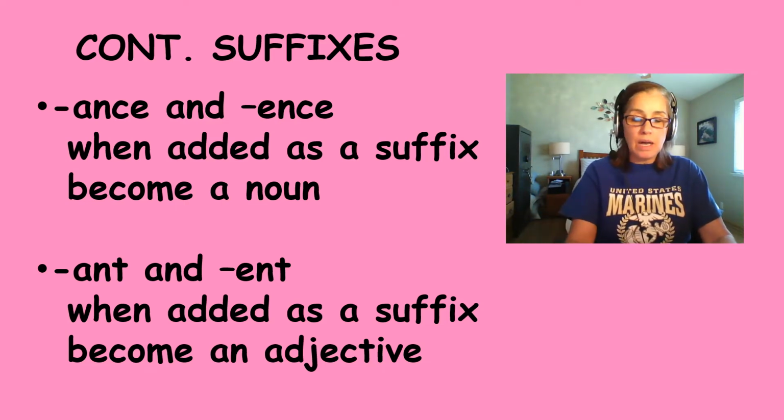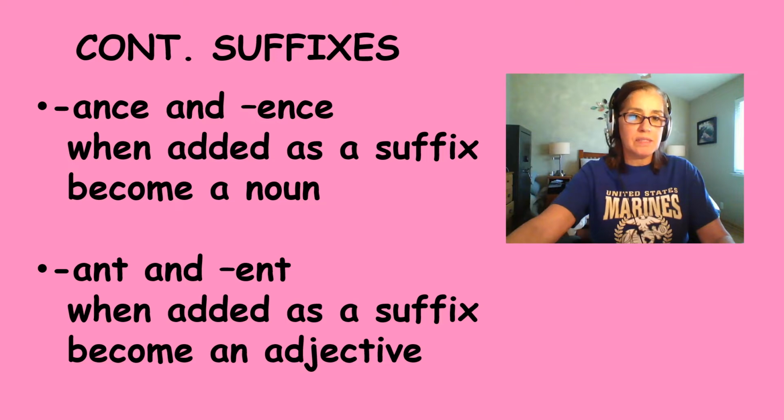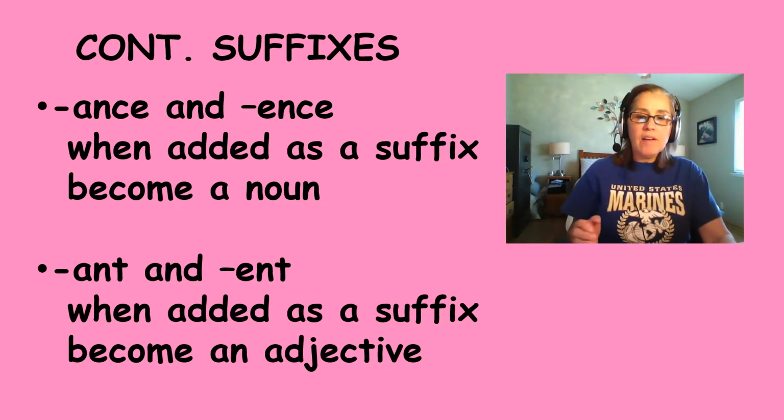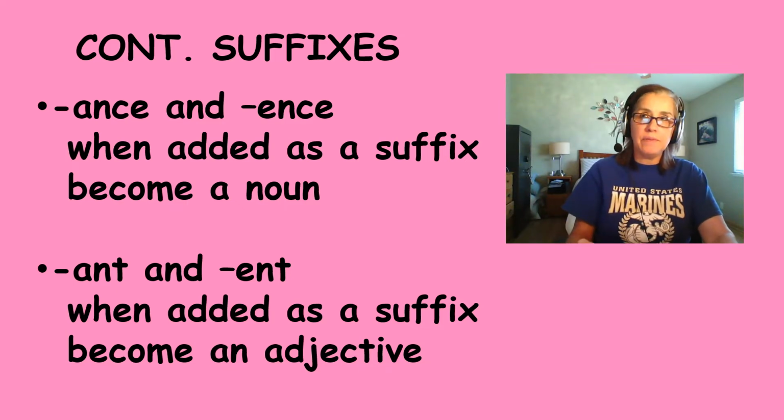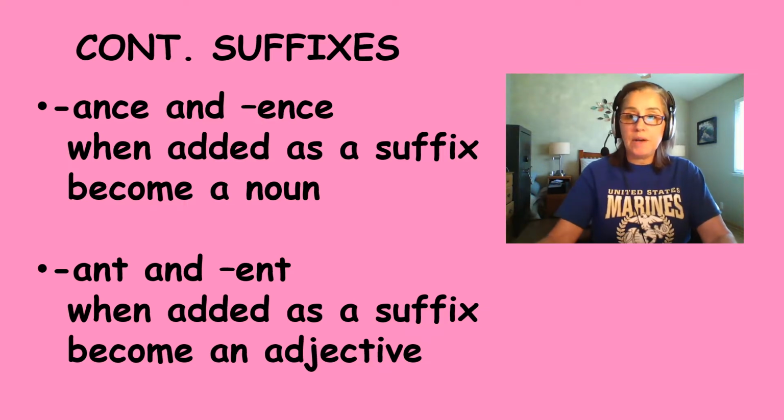And we'll do a couple of examples for those. So remember that when they are added to a suffix, they become a noun. And again, this is an action or a process. So ant and ent, when they are added as a suffix to a base word, become an adjective. They originally are a verb, but they become an adjective. And remember, an adjective describes a noun or a pronoun.